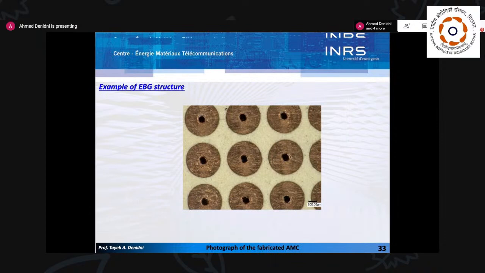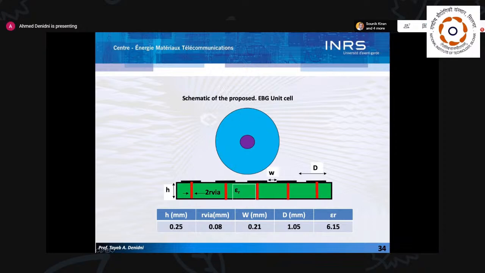Here in our group, we designed the same structure, the EBG structure with the patch. We can see here just a disk instead of hexagonal, and this is the via. And here are the details of these mushrooms. We can see the mushrooms, the dielectric constant, and here there are different parameters of this design. This is just the unit cell.